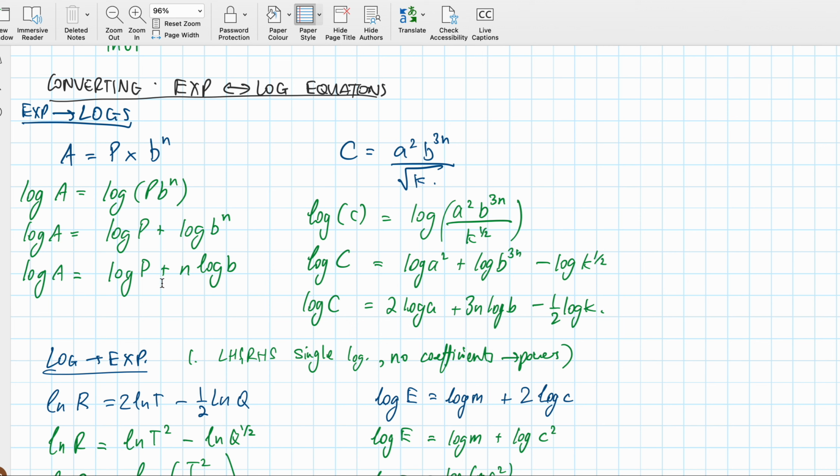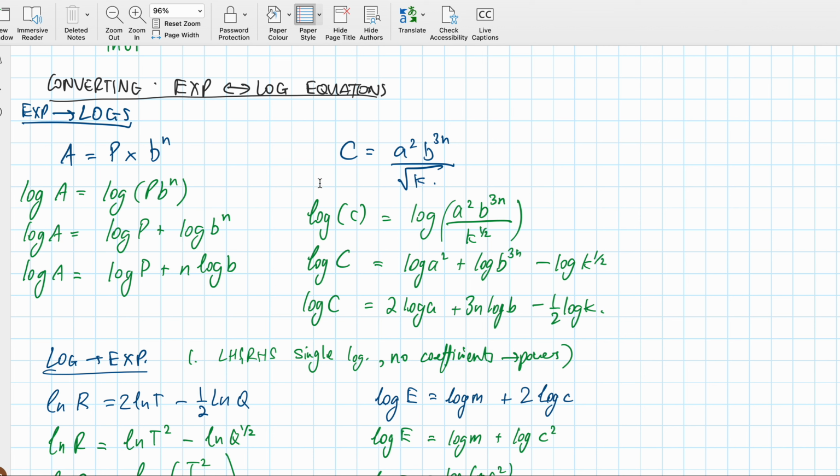The next step, when we're going into log equations, is we don't like any powers. Logs try to bring powers to a numerator. Therefore, this n goes to the coefficient of log b, as in log law 3.